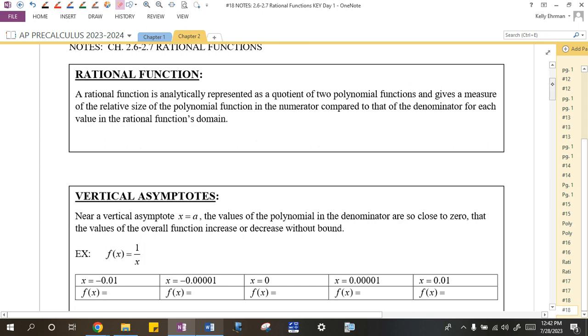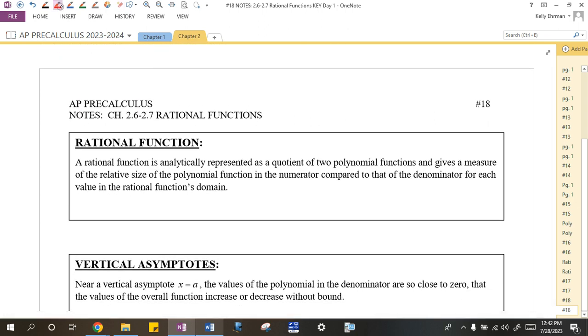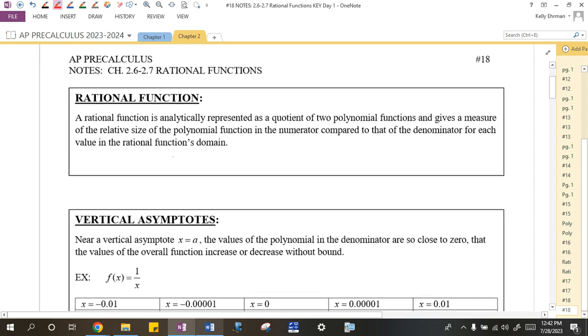All right, guys, today we're just going to do about half of these notes, starting with the definition for a rational function. This is our AP Pre-Calc definition. A rational function is analytically represented as a quotient of two polynomial functions and gives a measure of the relative size of the polynomial function in the numerator compared to that of the denominator for each value in the rational function's domain.